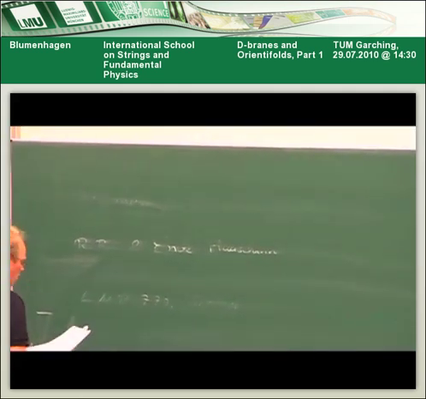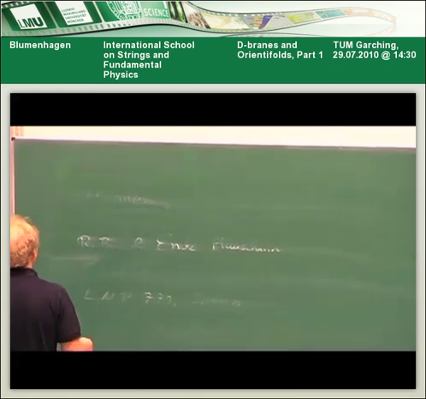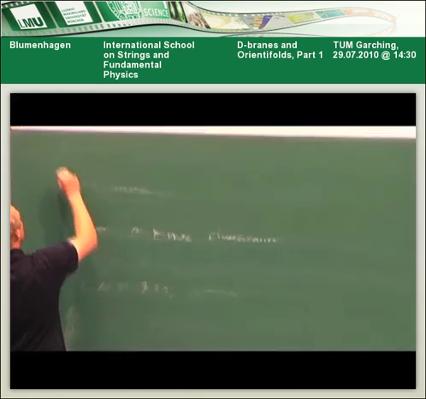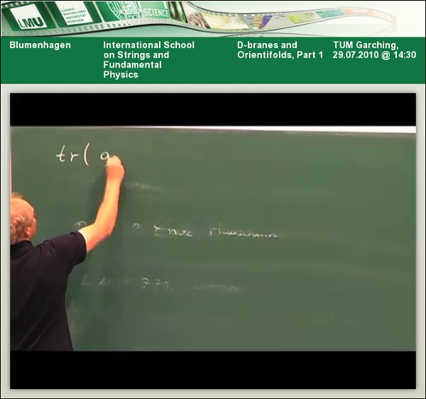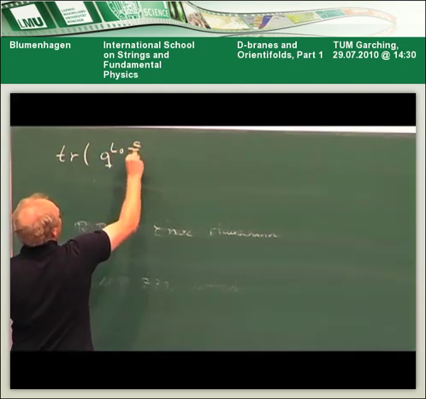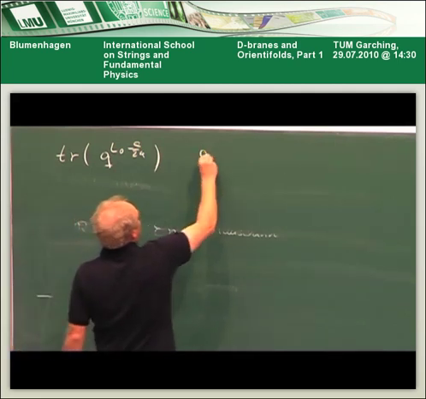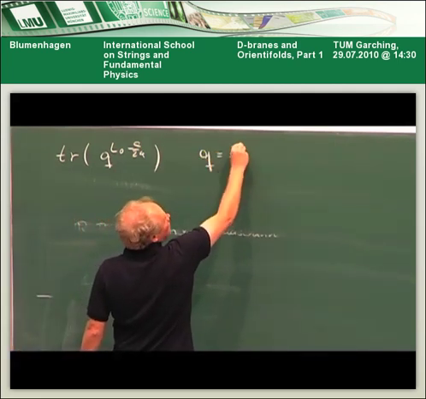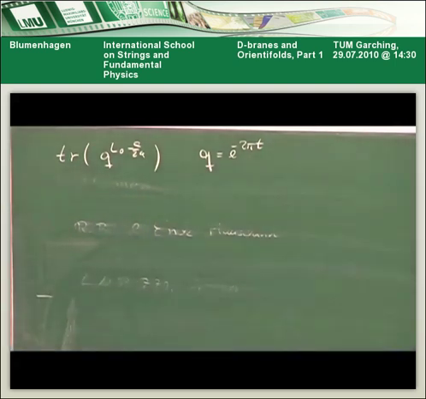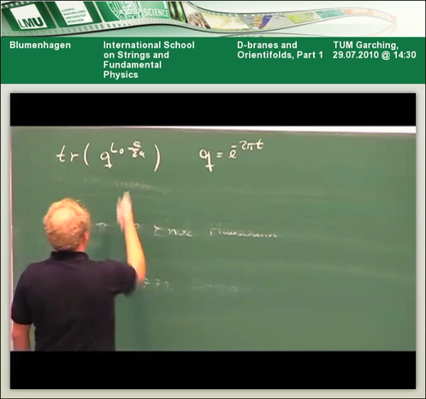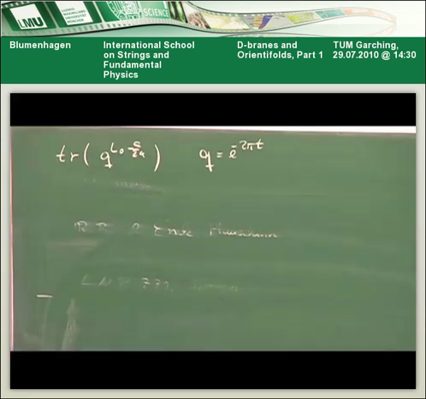First, let's just do the oscillator part. So we want to compute this trace. Usually one writes it as q to the L0 minus c over 24, where q is e to the minus 2 pi t. We have to know the Hilbert space, and I guess Neil has done that for the closed string.